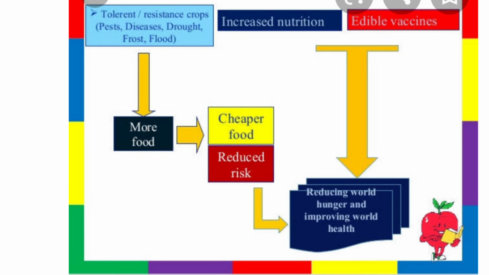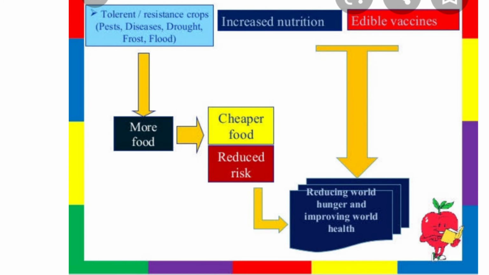Next is more food, which means that with the help of GM food techniques we produce more and more food with certain characteristics. Next is cheaper food, which means the food produced by genetic modification is cheaper in itself. Next is reduced risk, which means it reduces the risk of bad effects on human health.